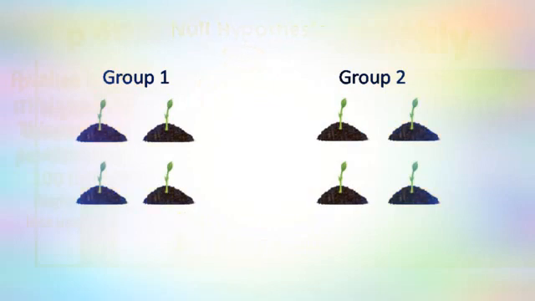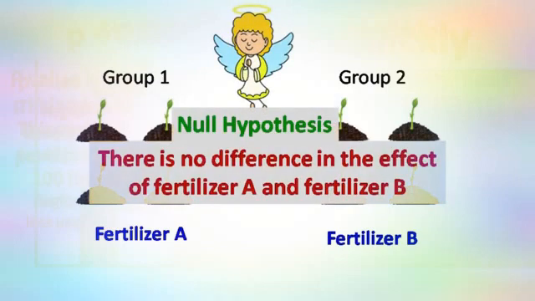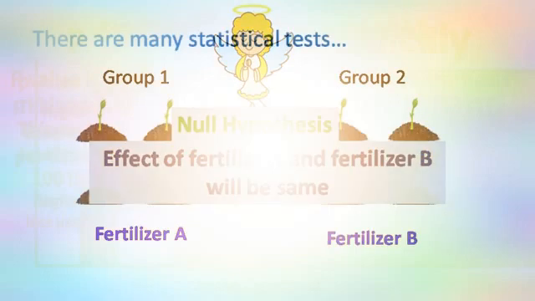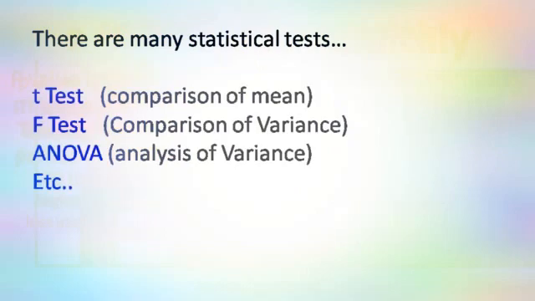Let's take an example where plants are treated with fertilizer A and fertilizer B. The null hypothesis here will be that there's no difference in the effect of fertilizer A and fertilizer B. Now there are many statistical tests, for example t-test, f-test, ANOVA, etc. And the final result of each test is judged on the basis of the p-value obtained.